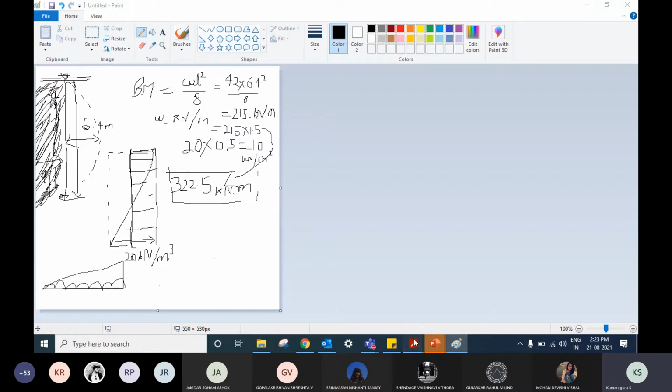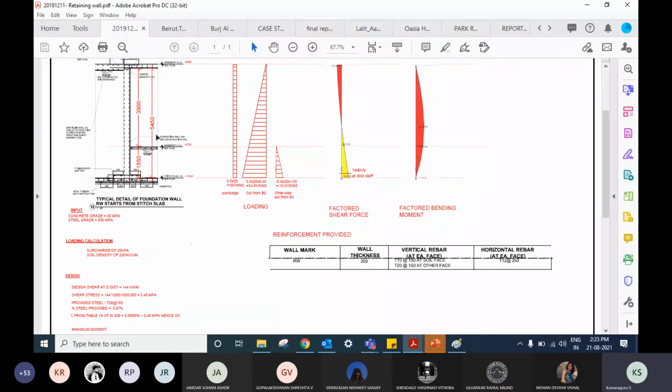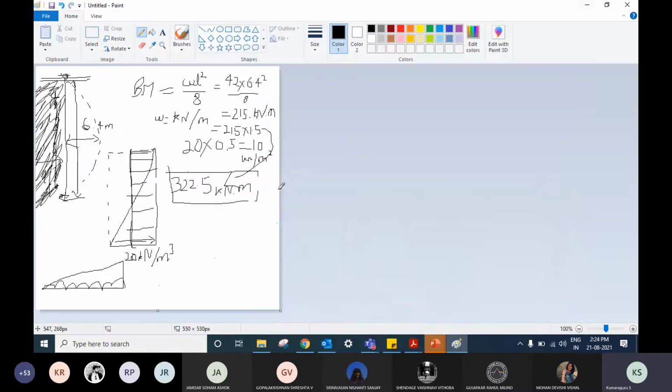Now, last time we saw this particular section, which was for 5.5 meters. Somebody took 350 and they used T20 bars at 150 spacing, right? And it turned out to be okay. Let's see what we can assume. I'm looking at the plan cross section of the wall. Okay, this is for 1 meter.